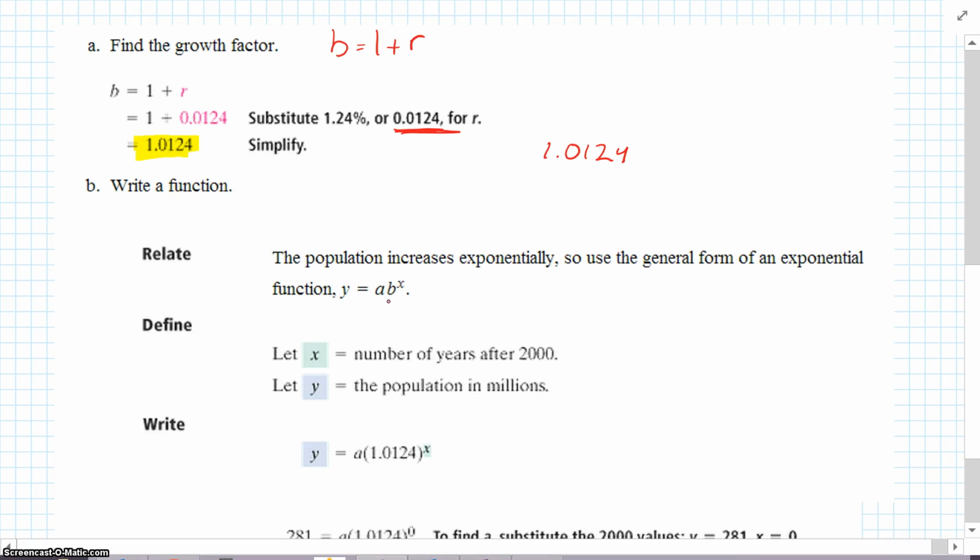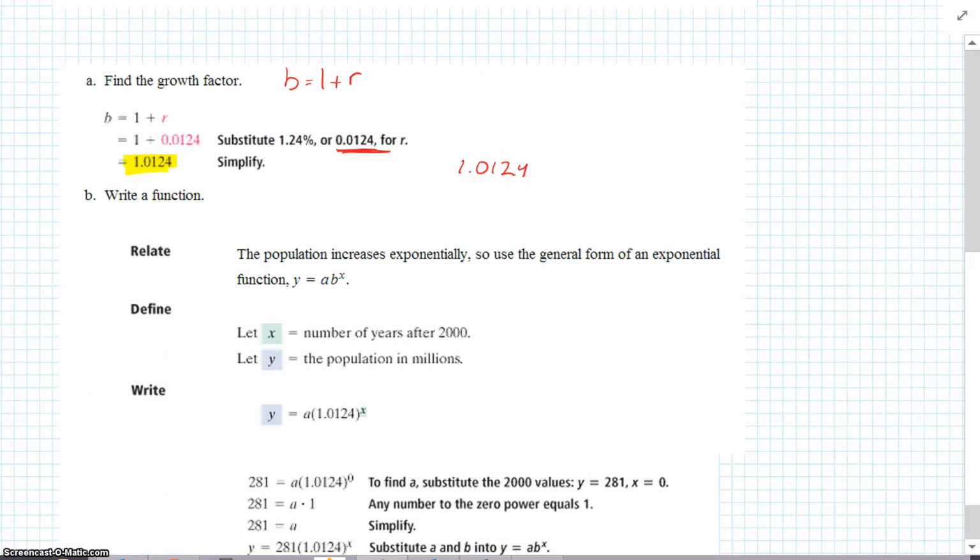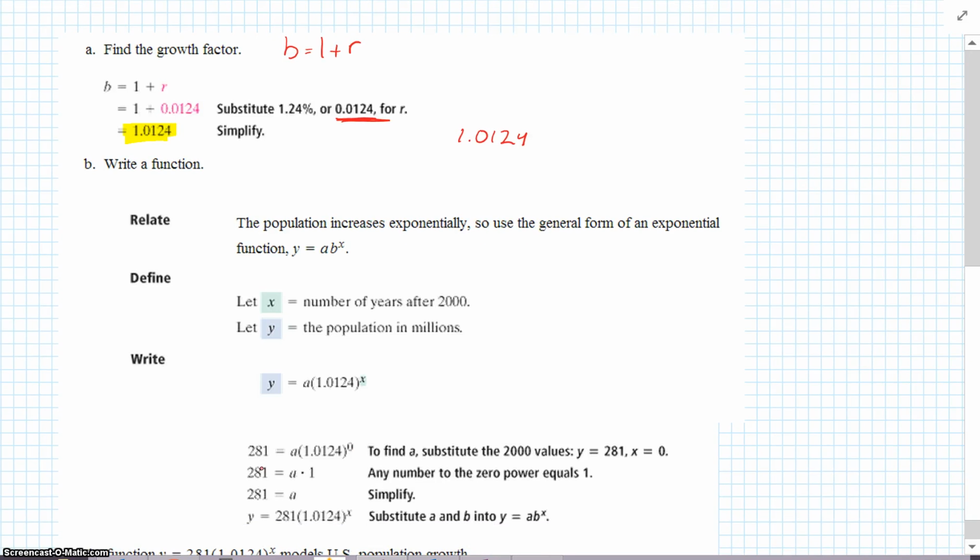So we're going to use y equals a times b to the x power. Okay, we'll let x equal the number of years after 2000, and y equal the population in millions. So y equals a times 1.0124 to the x power. So 281 equals a times 1.0124 to the 0 power. So we're going to find 281 equals a times 1.